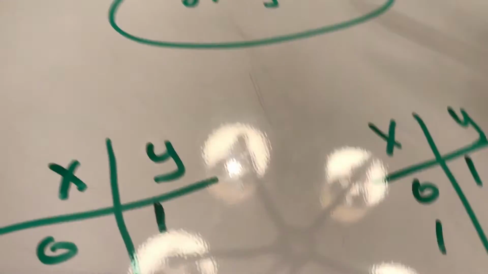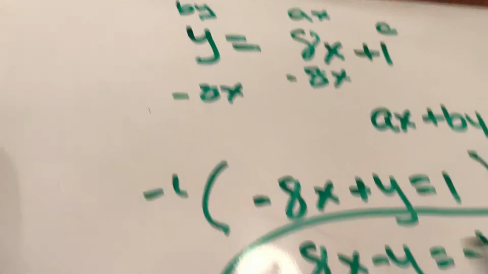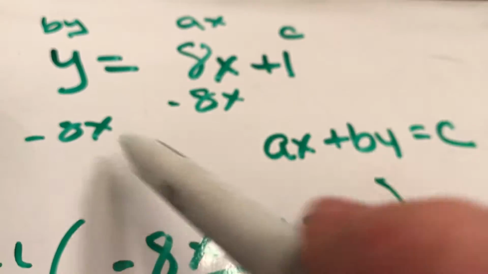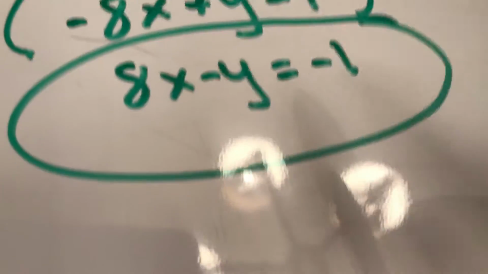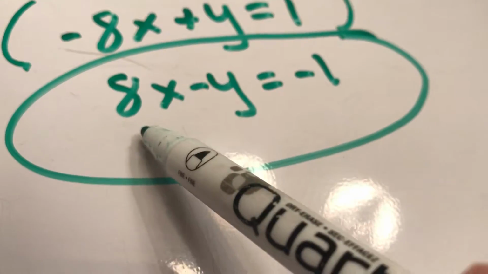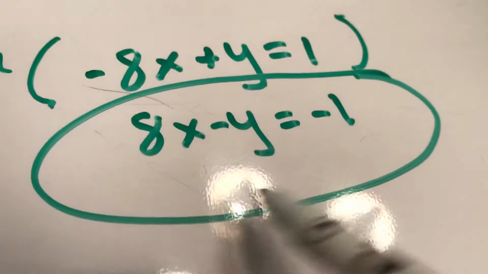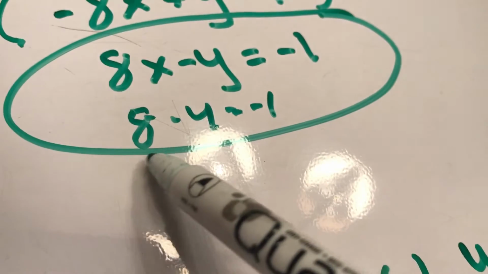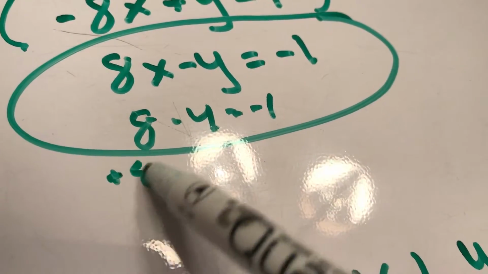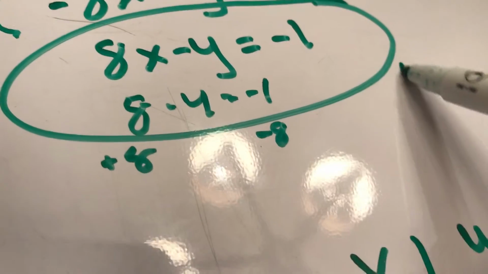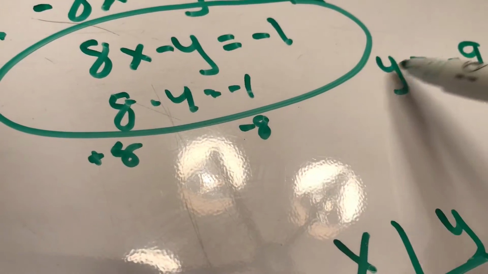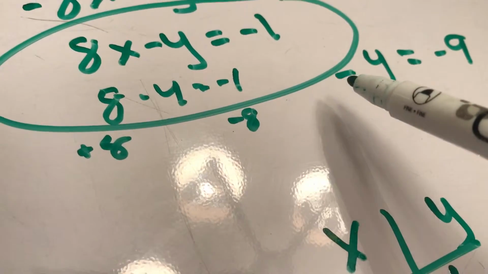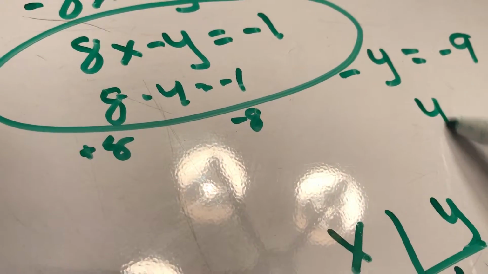We'll do the second one just for funsies. If x is 1, then y equals 8 plus 1, so y equals 9. And if we use this format that we found, that's going to be 8 minus y equals -1. So we're going to do minus 8 over here, minus 8 over here. So we're going to get negative y equals -9. So if we have negative y equals -9, what does that give us?